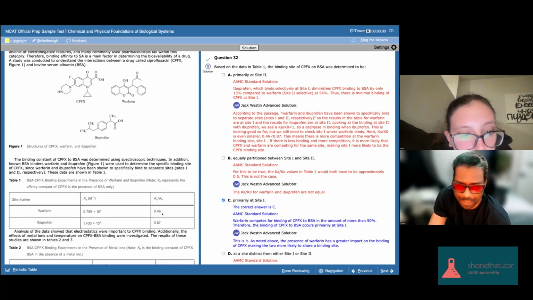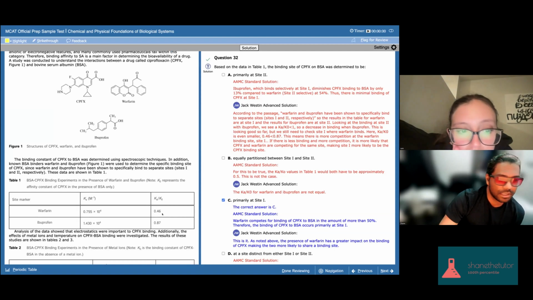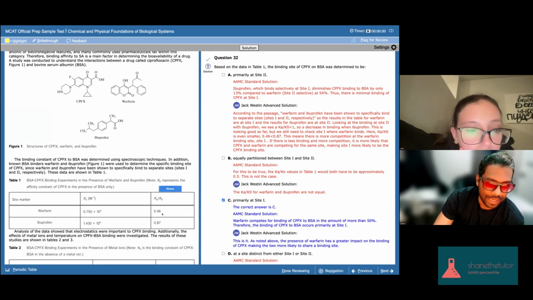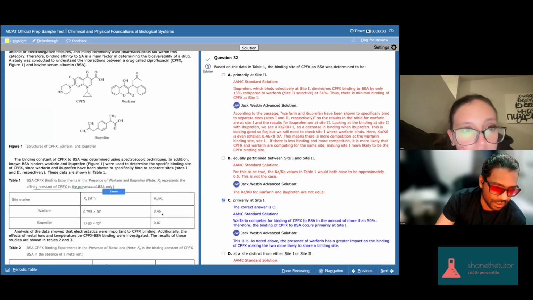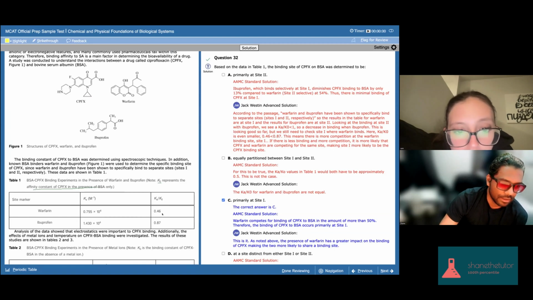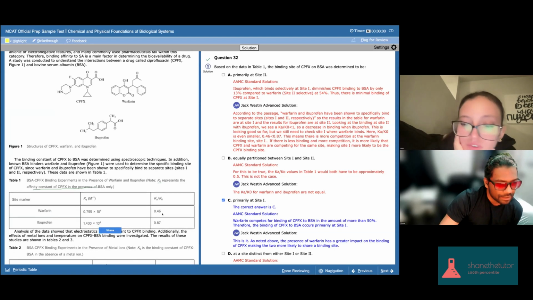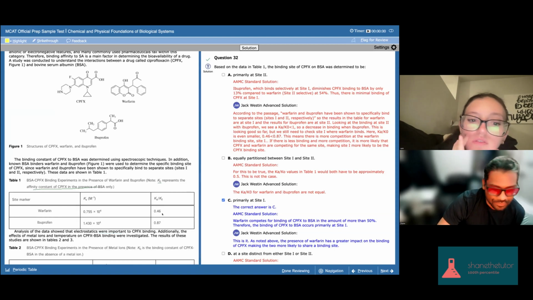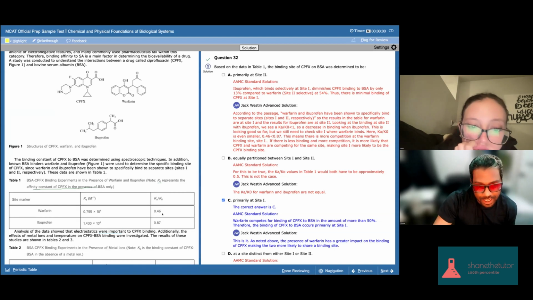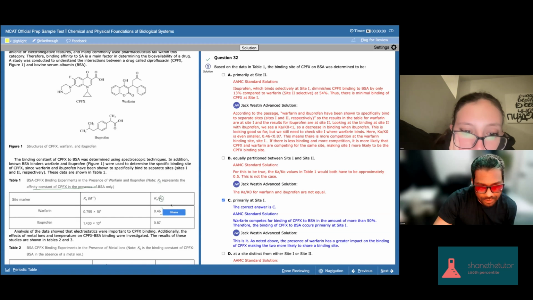Yeah, so they're asking about the binding site of CPFX, and the K naught represents the affinity of CPFX to the BSA. In table 1, we see warfarin has this affinity, ibuprofen has this affinity, and they're not being nice by just giving us K naught values. They're giving us Ka over K naught values. To divide. So that would mean that the larger K naught is, the smaller that number would be, right? Exactly.